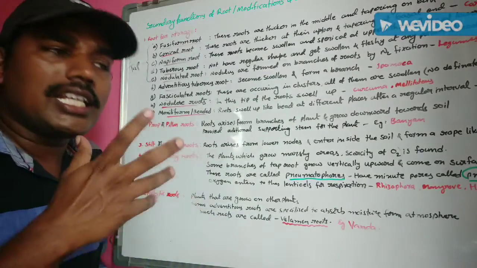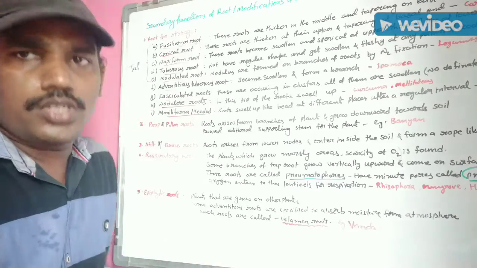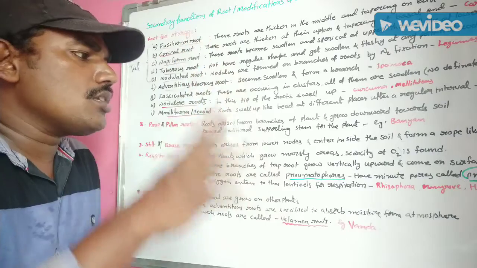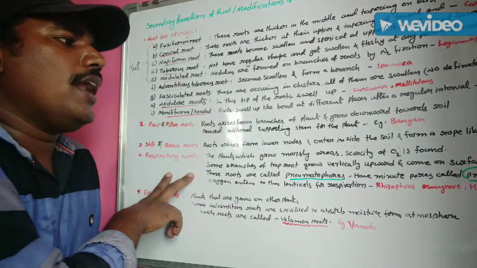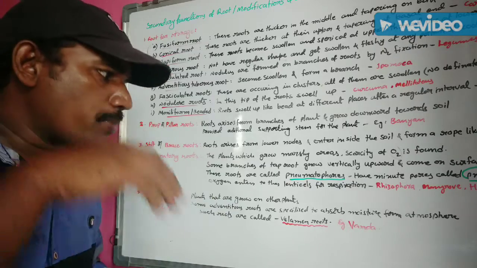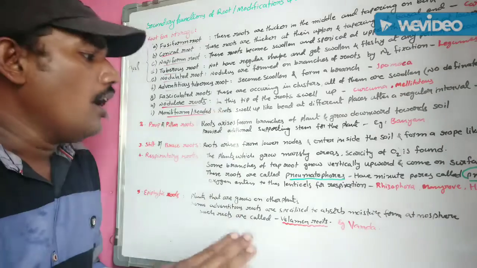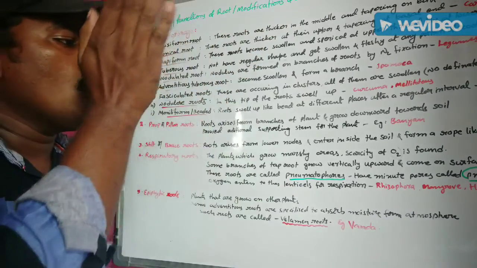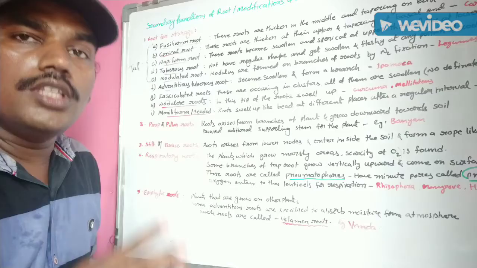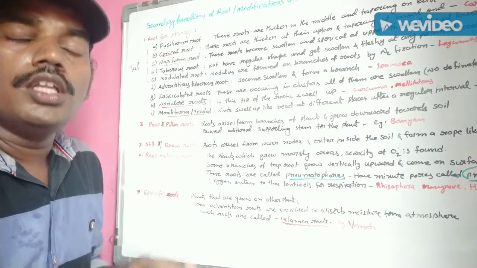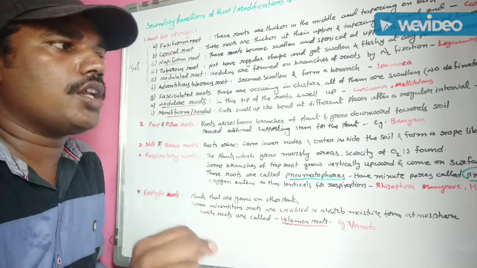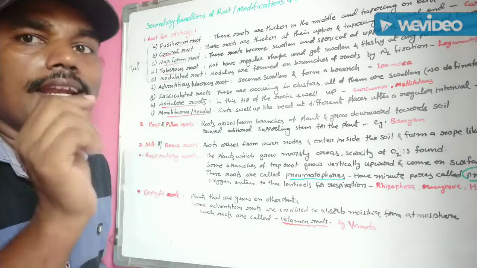Rhizophora actually consists of a taproot system. These mangrove plants mainly grow in marshy areas, and some branches of the taproot system grow vertically upwards and come out of the soil. These roots are known as pneumatophores. These pneumatophores consist of minute pores called lenticels.